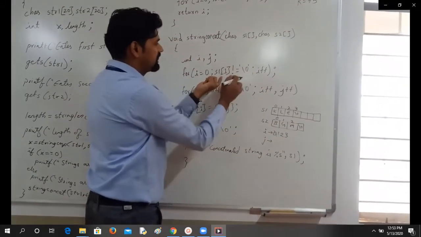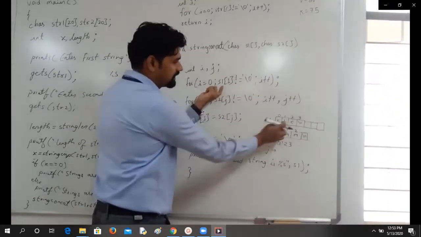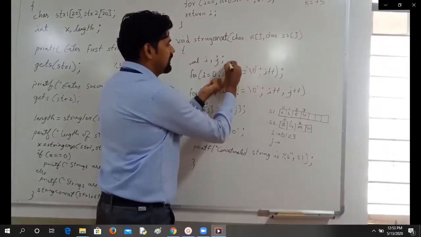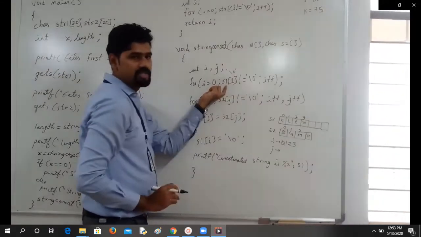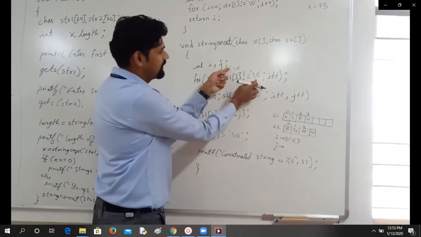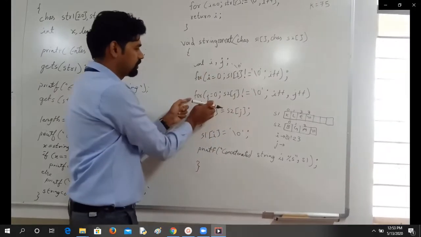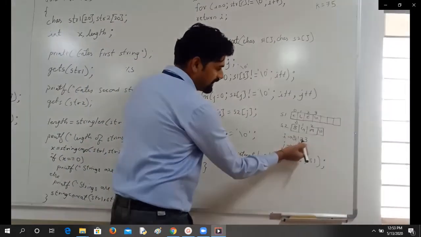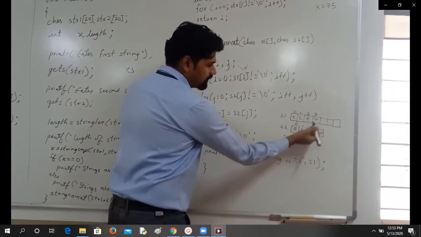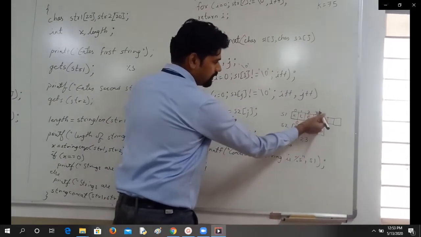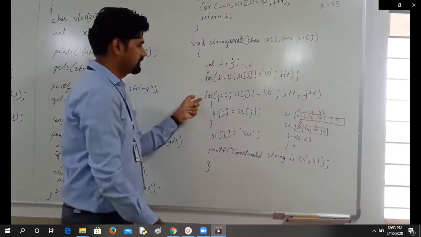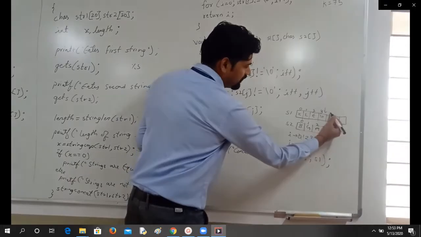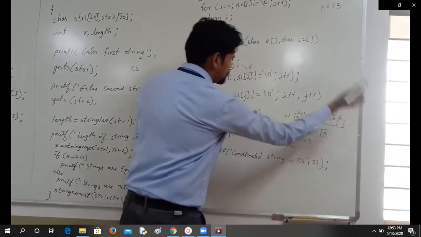After this I check the condition. So S1 of 3 is what? Null character. So here I am saying null is not equal to null, which is false. So this first loop terminates here. Control comes over here. I have updated the index i so that it reaches this particular point. Next, the indexes continue, it is 4, 5, 6, and so on.